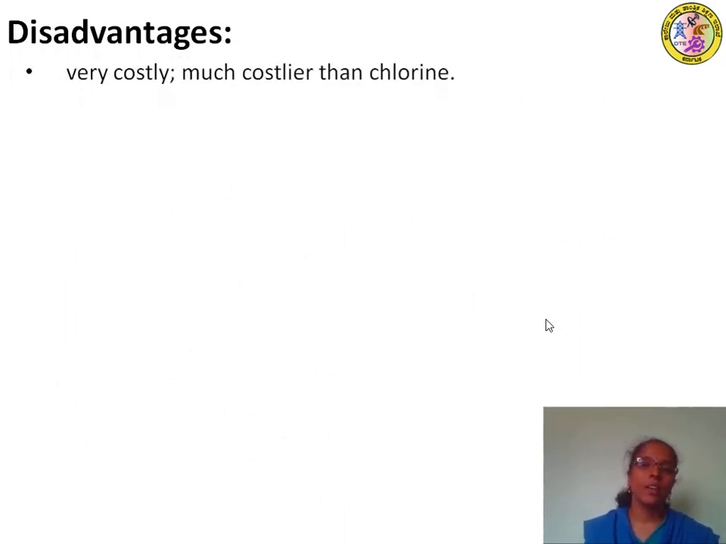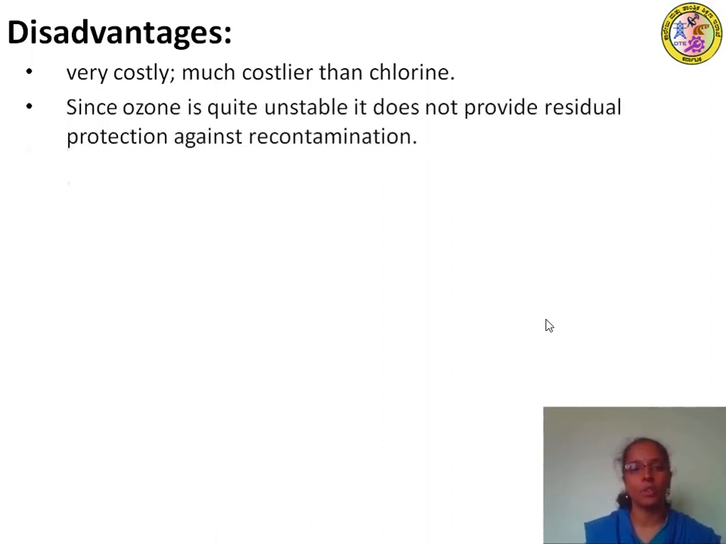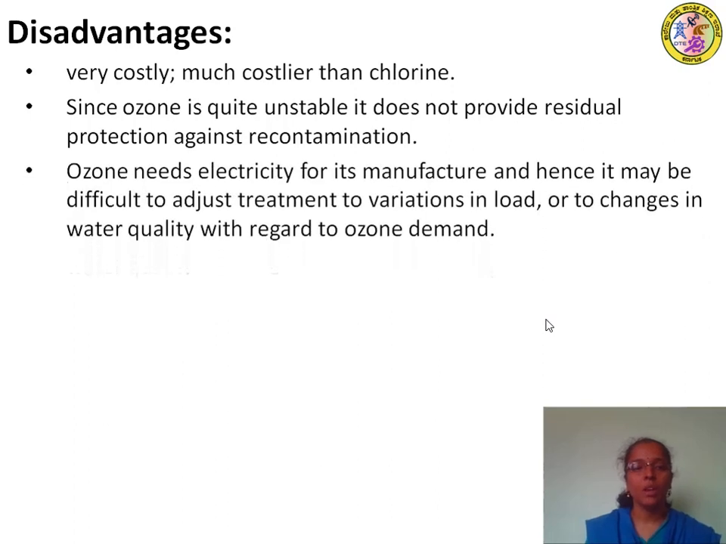It is much costlier than the chlorine process. Since ozone is quite unstable, it does not provide residual protection against recontamination. That means it will not provide safety against recontamination. Ozone needs electricity for its manufacture, hence it may be difficult to adjust the treatment to variations in loads and to changes in water quality with regard to ozone demand.